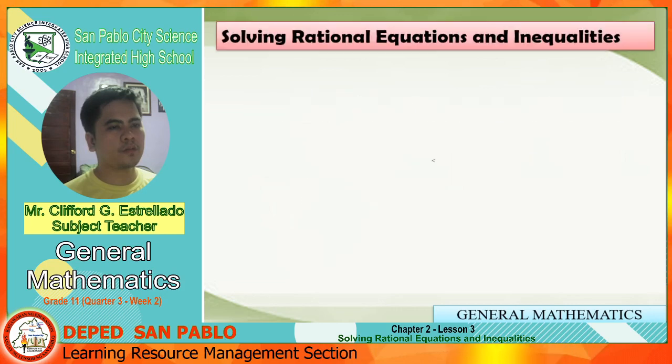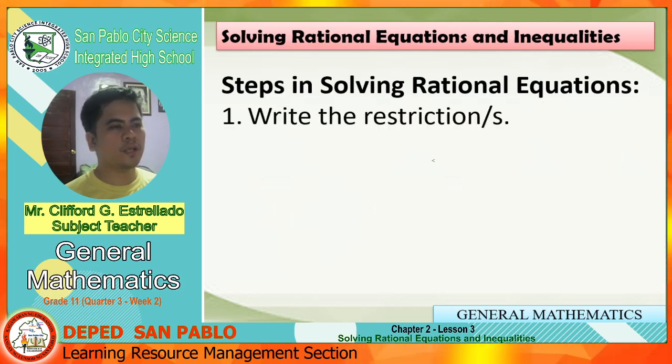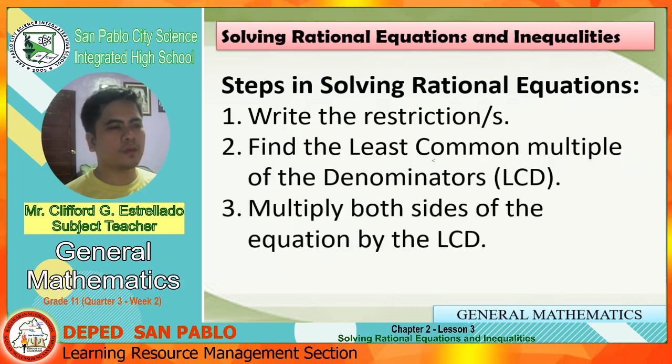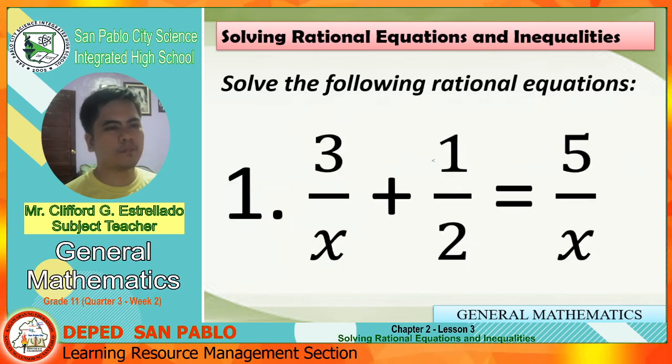First is solving rational equations. So we need to follow several steps for us to solve rational equations. First, we need to write the restriction. Next is to find the LCD, or what we call the least common multiple of the denominators. Then multiply both sides of the equation by the LCD, solve the equation, and lastly, check the solution. So let us now have our examples.